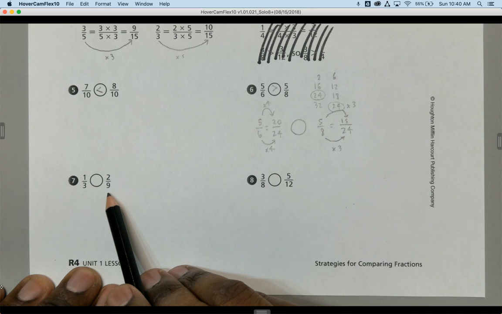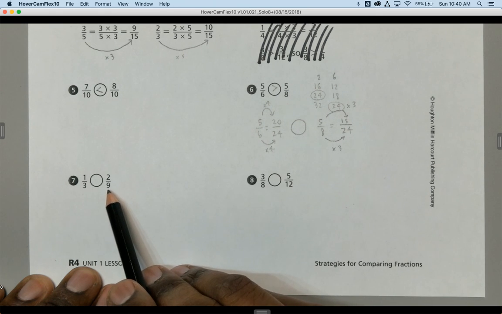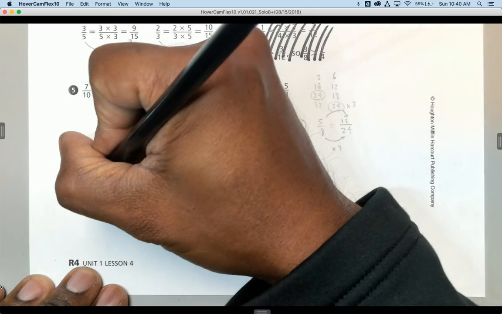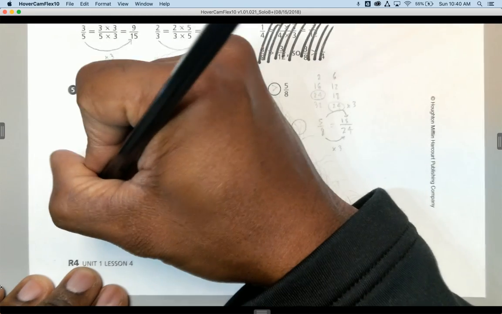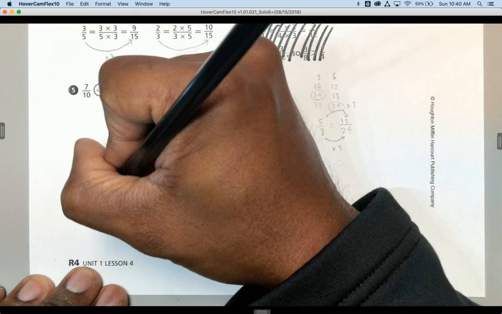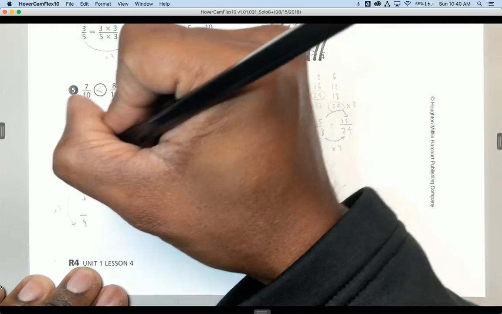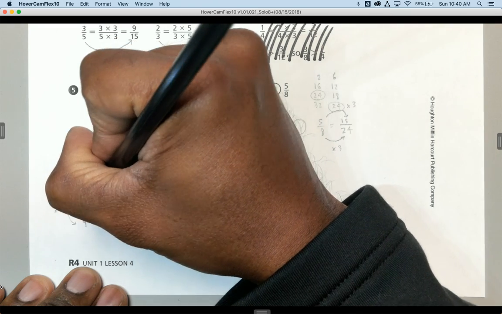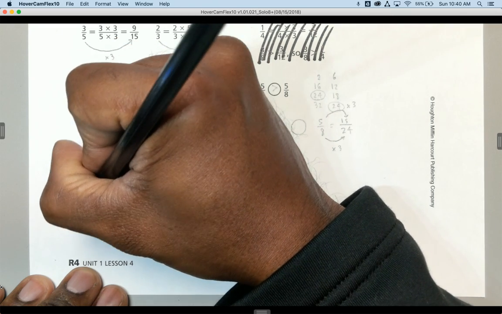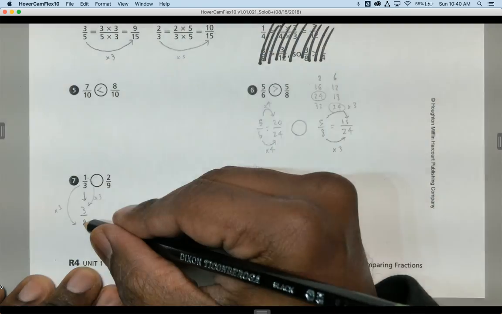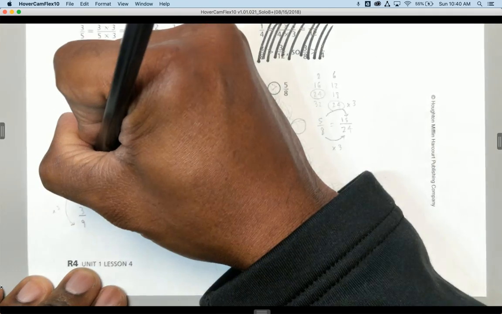Therefore, I don't need to touch 2/9. It already has the denominator I want. I simply need to rewrite 1/3 as something over 9. I'll multiply the bottom by 3. Therefore, I'll multiply the top by 3. 3/9 is going to be greater than 2/9.